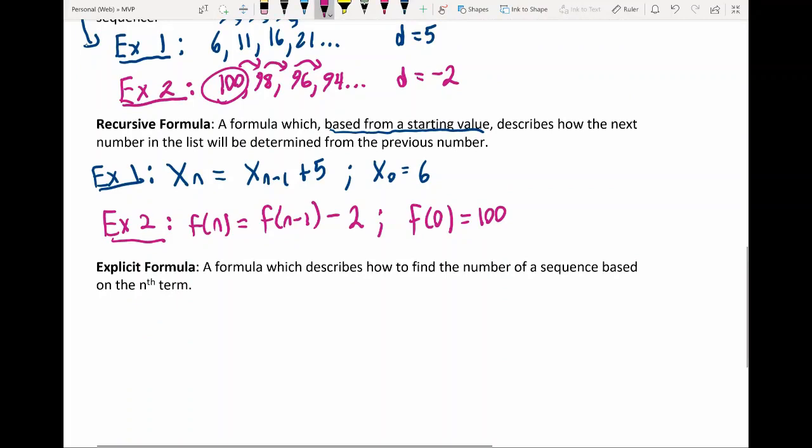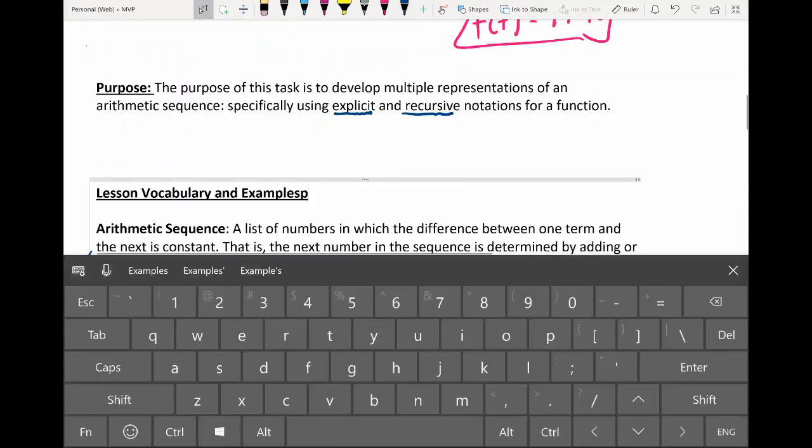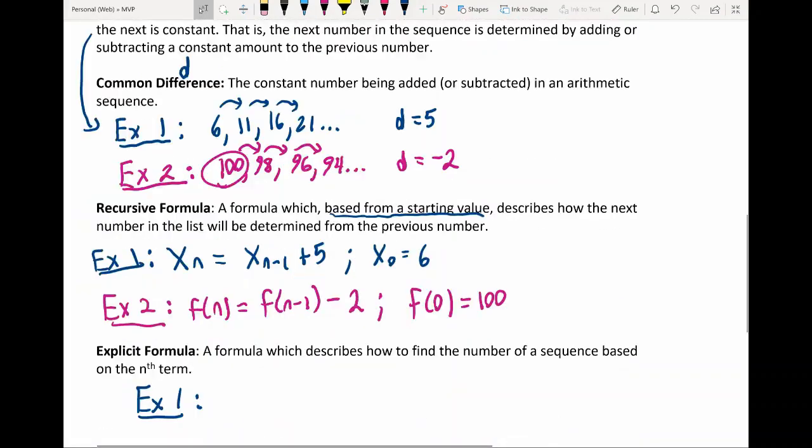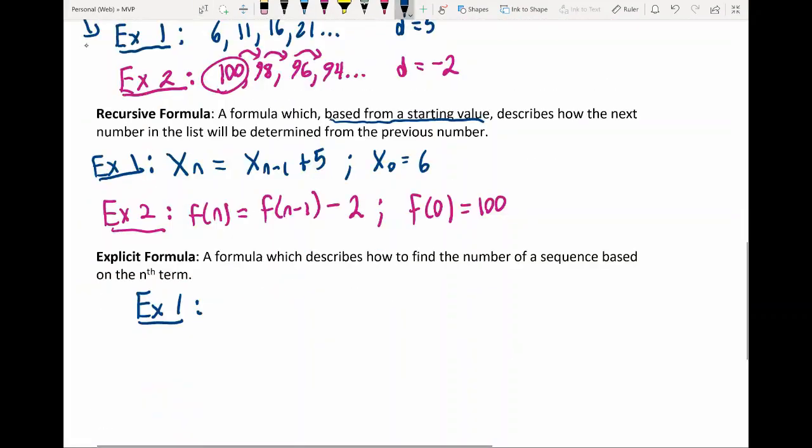Now we can take each of these and we can also write an explicit formula. So an explicit formula is a formula which describes how to find the number of a sequence based on the nth term. We would have f of n. For the first example, we were starting at 6, so 6 plus 5n.